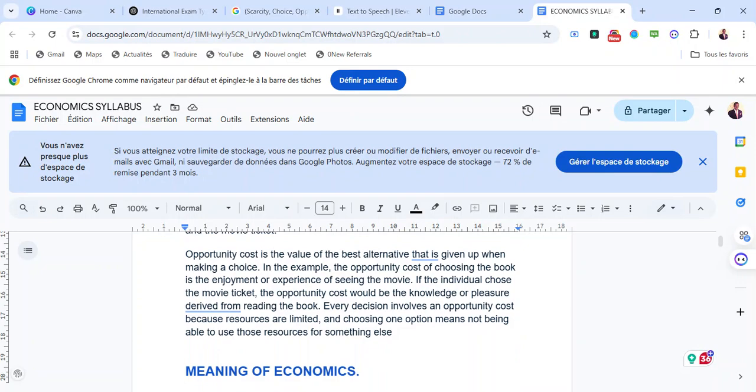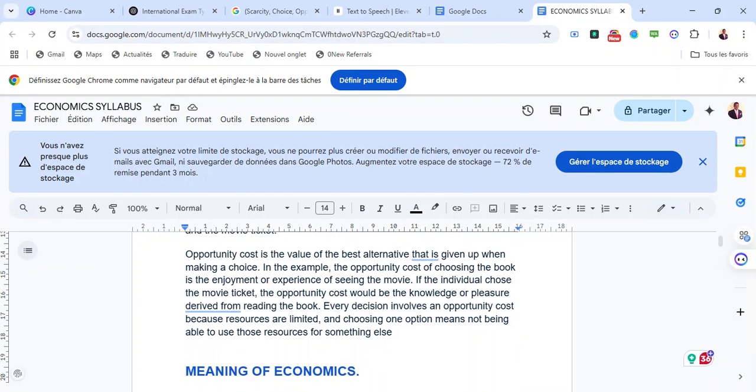Opportunity cost is the value of the best alternative that is given up when making a choice. Now you see that these three things in economics are interconnected, right? Scarcity, choice, and opportunity cost are connected. We say that opportunity cost is the value of the best alternative. So you are choosing the best among the alternatives that you have. You are choosing the best.